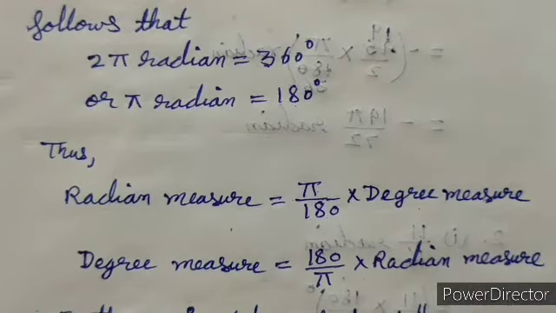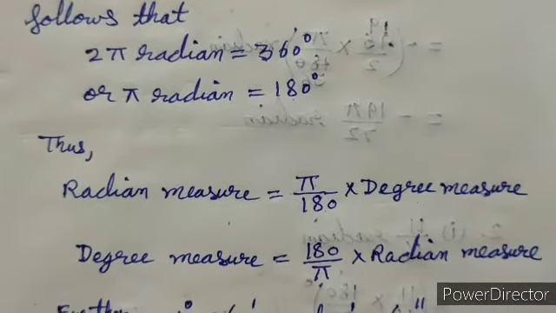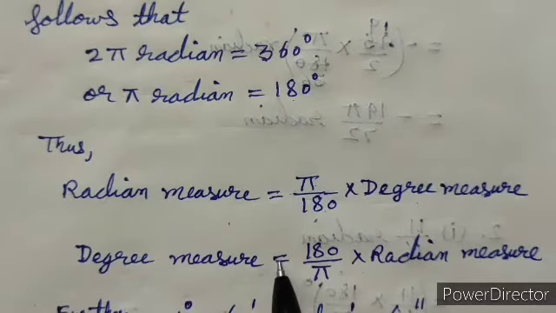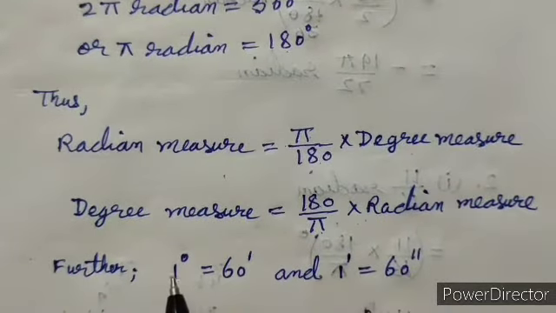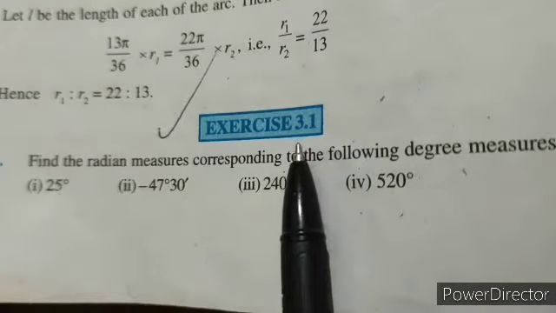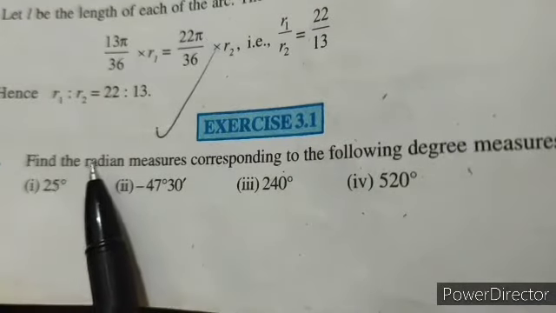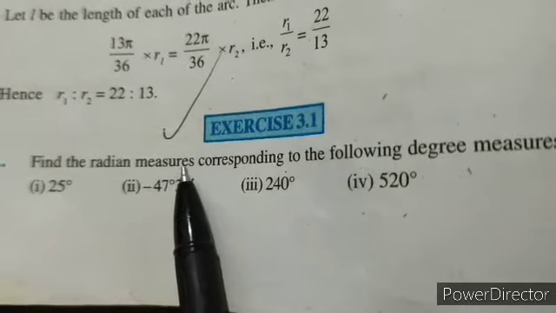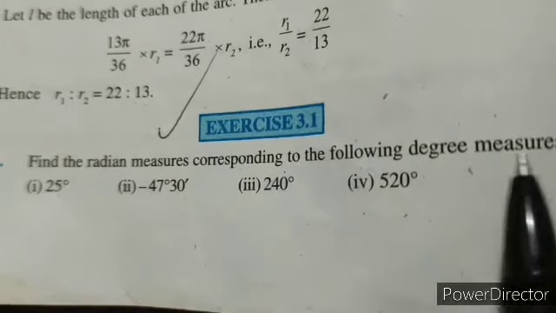and we can convert the radian measure in degree measure by using the formula degree measure is equal to 180 upon pi into radian measure. Further, 1 degree is equal to 60 minutes and 1 minute is equal to 60 seconds. Now come to exercise 3.1. In first question, we have to find the radian measures corresponding to the following degree measures.